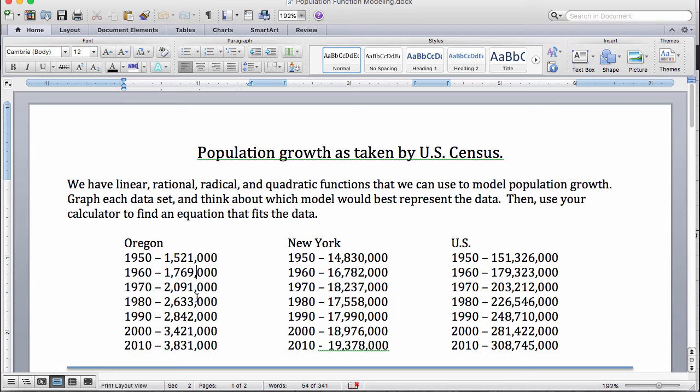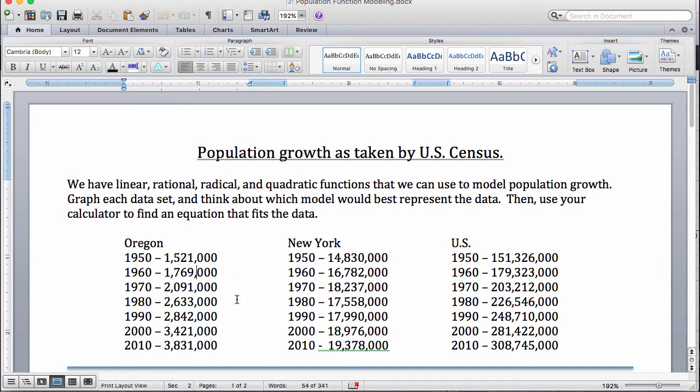But what we want to do is be able to take a mathematical model and see if we can come up with an equation that shows, well, how fast are we growing? How much might we grow in the future? So that's what we're going to do. We're going to use this data. You're going to use New York, US, as well as Oregon, but we're going to work through Oregon together to get a good start here.